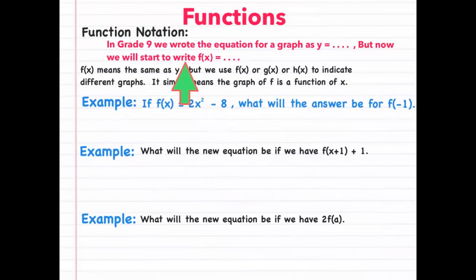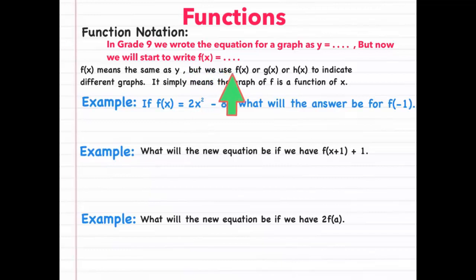Now here is function notation. In grade 9, we wrote the equation for a graph as y equals whatever type of graph we were busy with, right? But now we will start to write f(x). So instead of y, we write f(x), and that simply means it's a function of x. But f(x) means exactly the same as y, okay? So it does mean y equals, but we just have a different way of writing y. We are writing it as f(x), so it's a function of x.